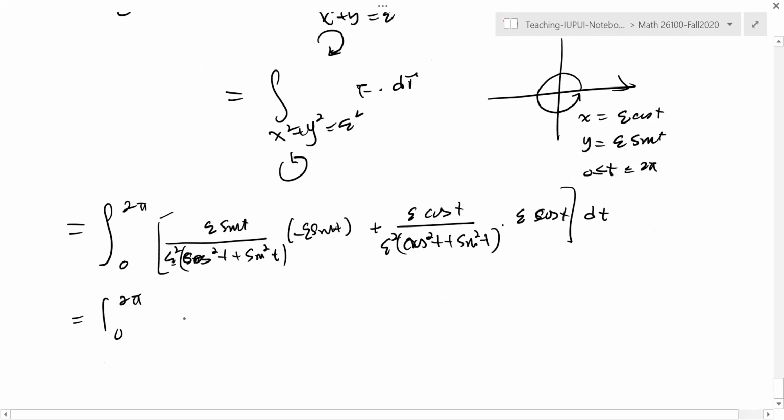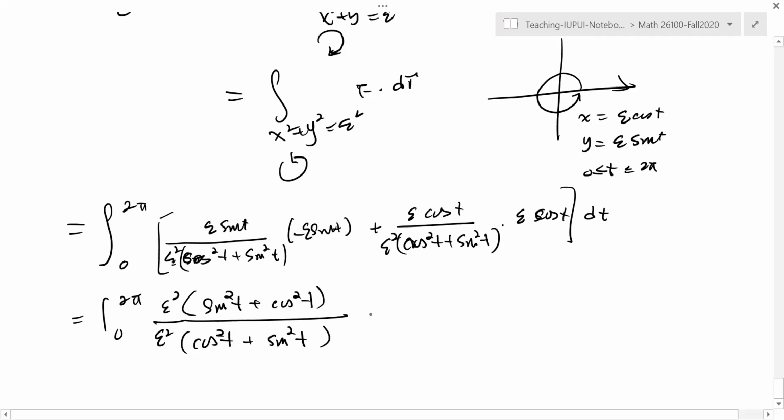What you get is, in the numerator, sine squared t plus cosine squared t, and in the denominator cosine squared t plus sine squared t. You have an epsilon squared on the top and also an epsilon squared at the bottom, and the dt. So the answer is just the integral of 1, which is always equal to pi.